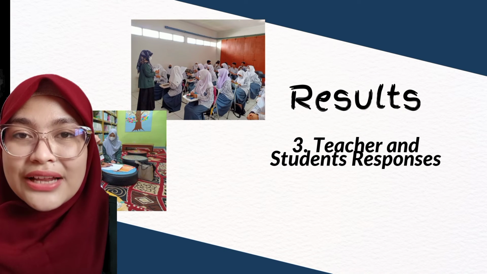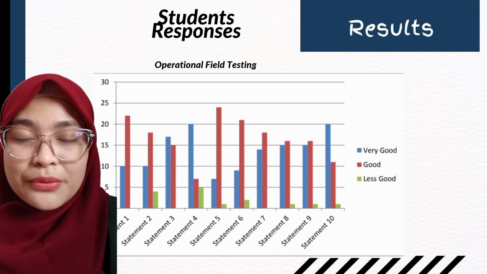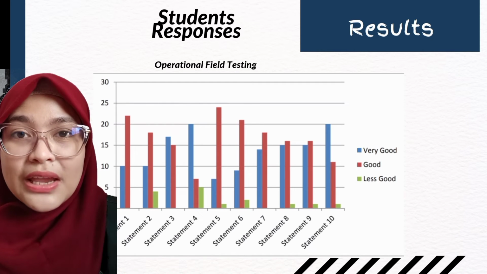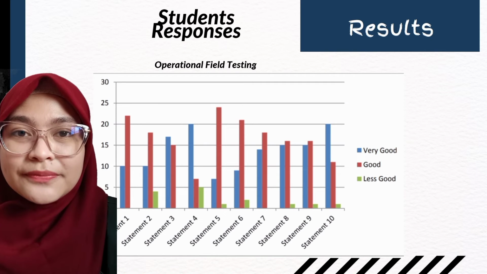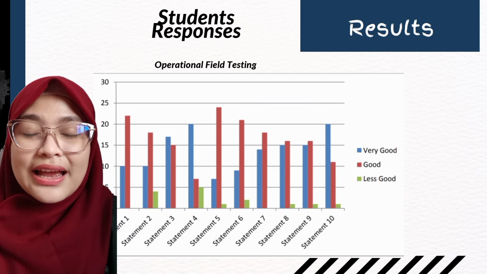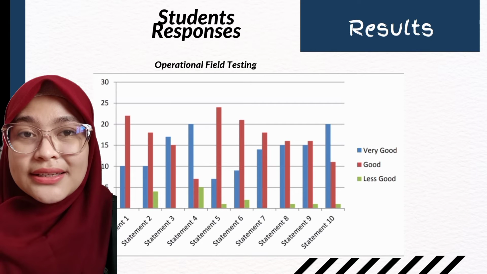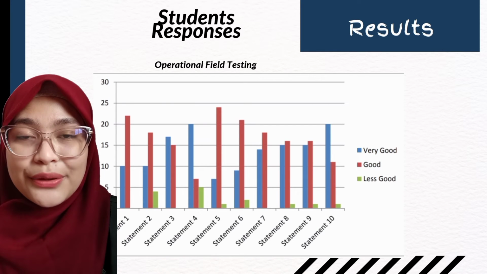Next, the results of teacher and student response. This is the students' response in operational field testing, with 32 students, based on the questionnaire, statement 1 until statement 10. Most of the students gave the response good and very good. The highest less good response was in the fourth statement regarding the type of writing, and the highest good response was in statement 5 regarding the language.